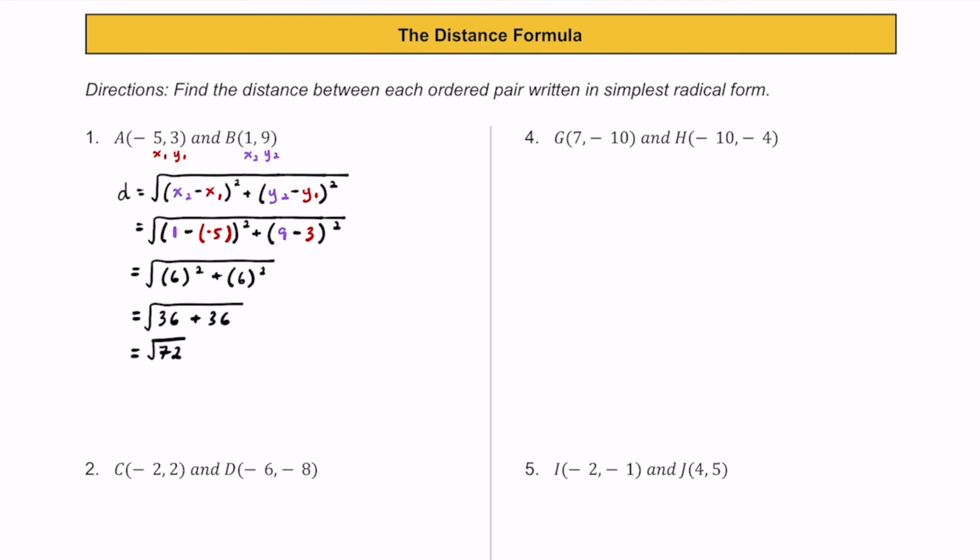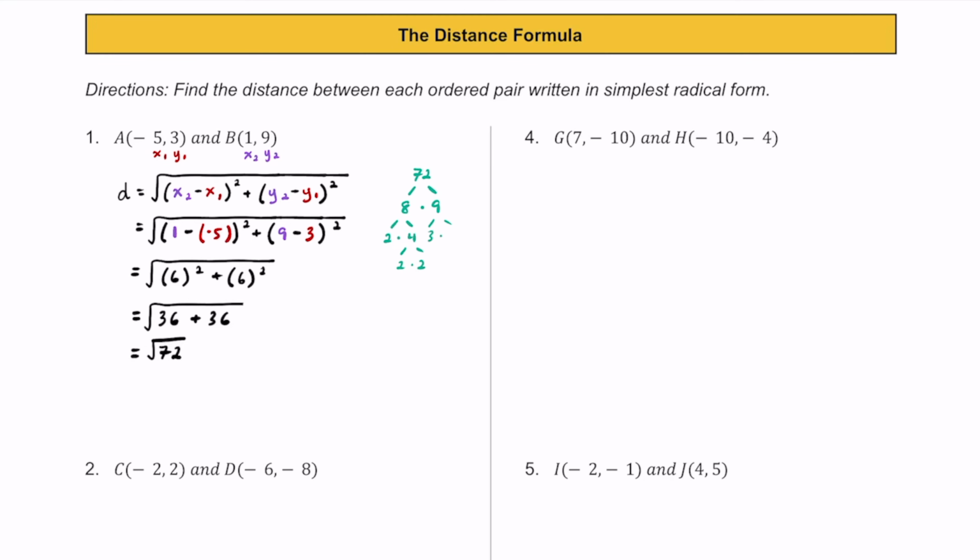So while root 72 is the distance between points A and B, we should go ahead and simplify this radical. So let's break this 72 up into some smaller factors, maybe like 8 and 9. And let's break these down so we can find out what the perfect square, or the largest perfect square, that's hidden inside of it is.